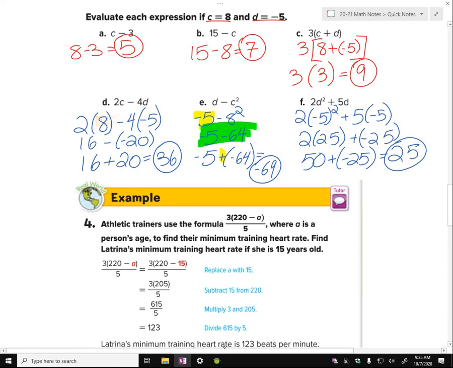Some people get that wrong. It's because they forget that when you multiply a negative times negative it becomes positive. If you have an odd number of negatives, it's going to be negative.